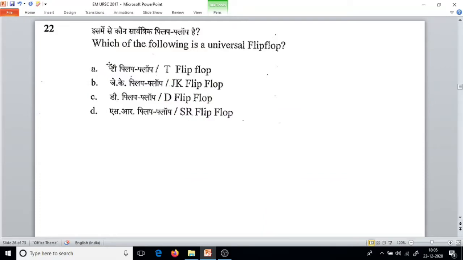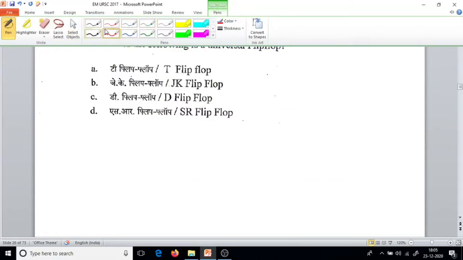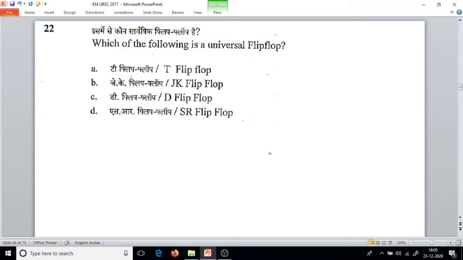Question number 22. Which of the following is a universal flip-flop? JK flip-flop. Try to remember this, okay? The JK flip-flop is known as the universal flip-flop.